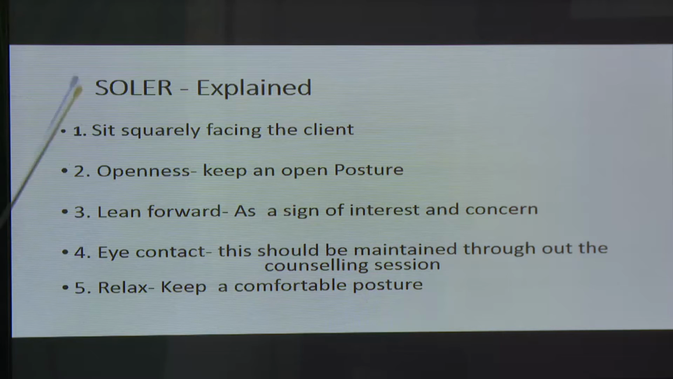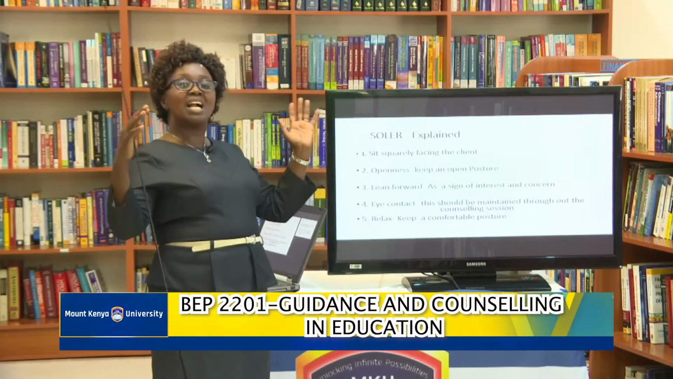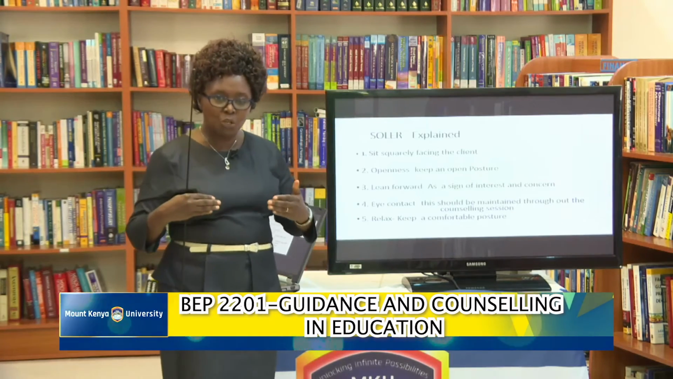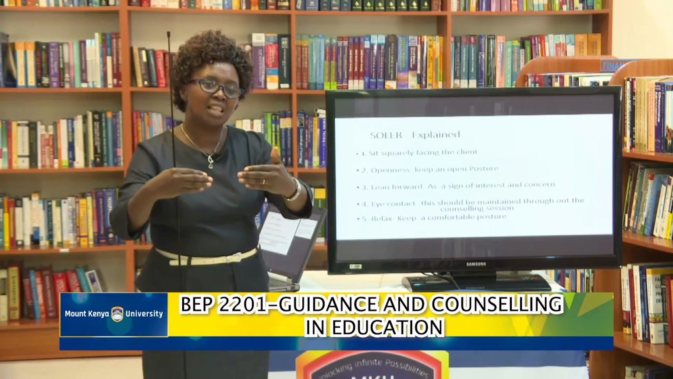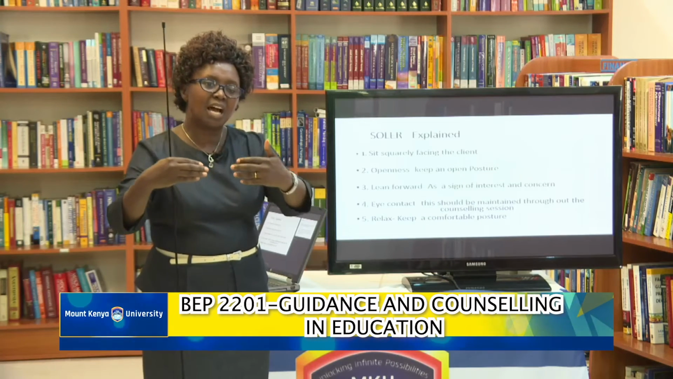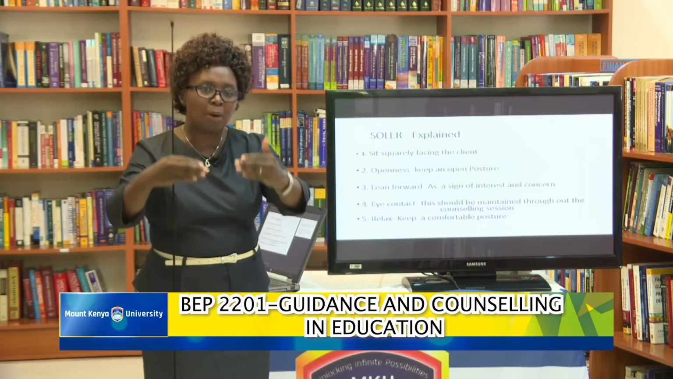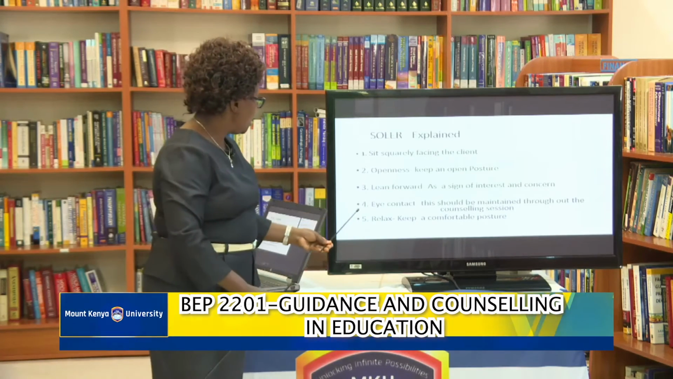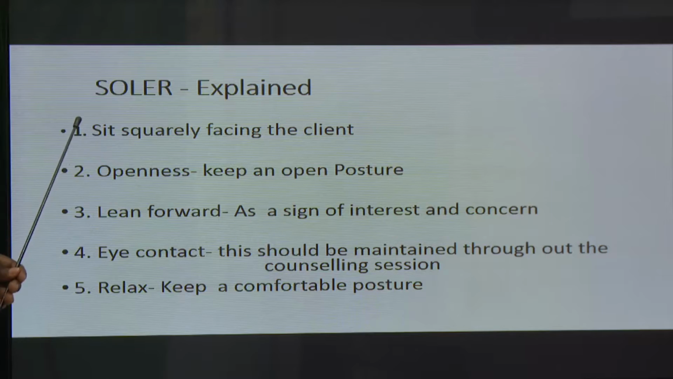Then the L means you lean forward. You are leaning forward to show the client that you are interested, you are concerned. Don't sit back on the chair, in Kiswahili, usilalie kiti, in the counseling session. Instead, you incline your body towards the client as a sign of interest and concern, that his story, that her issue really matters and it really bothers you and you really want this person to come up with a solution to their problem. Then number four is E. The E is you maintain eye contact.